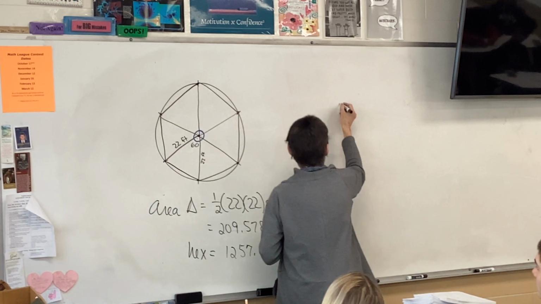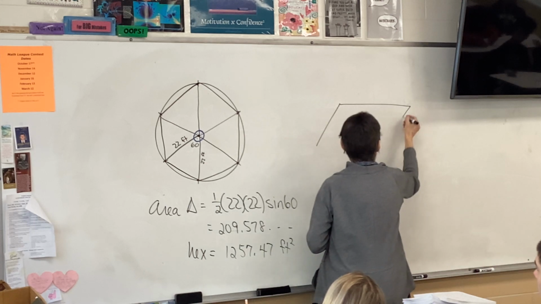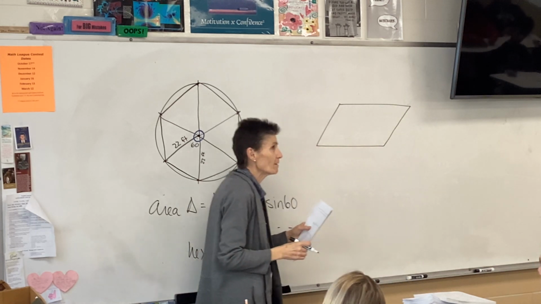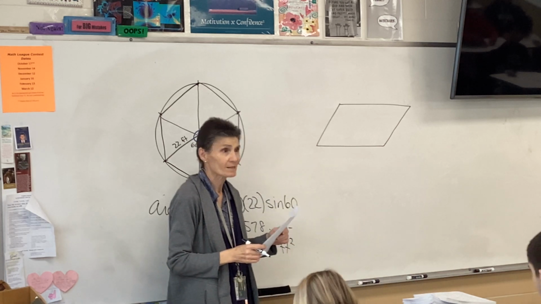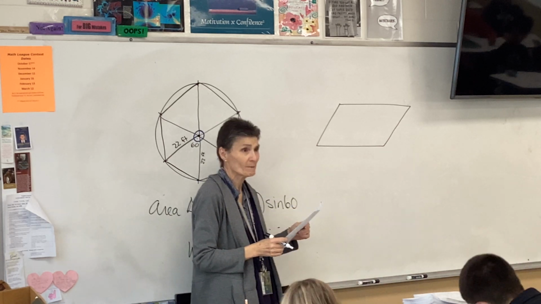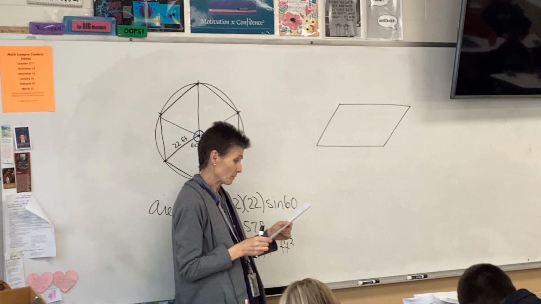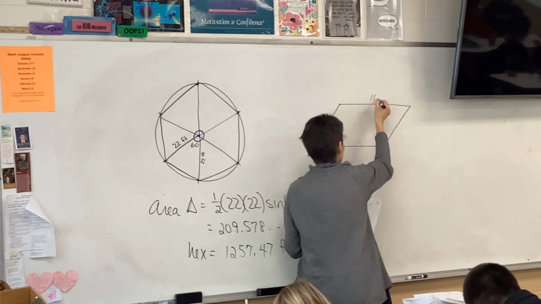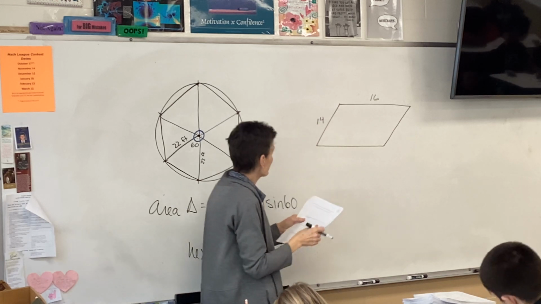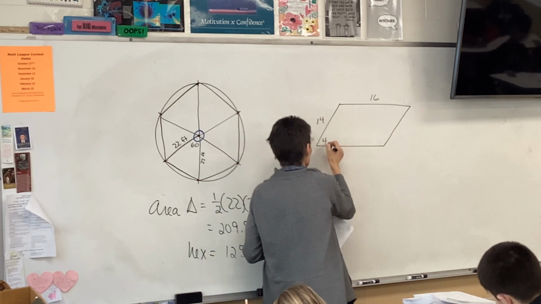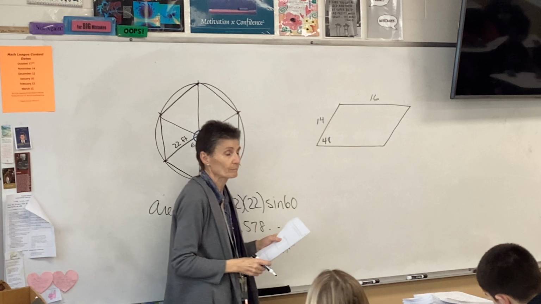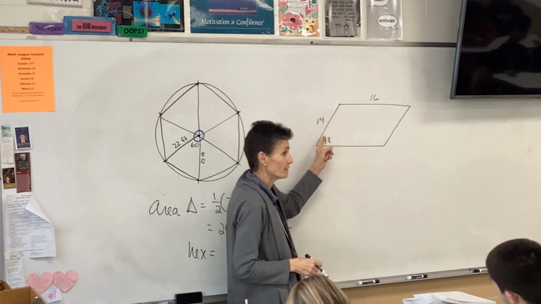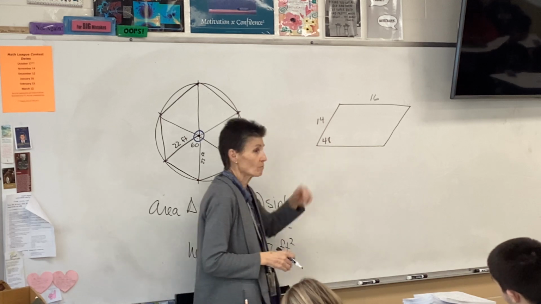Number 2 is a parallelogram. You have to remember what these things are. Yes, you have to remember what a parallelogram is. That's a parallelogram. The sides are 14 and 16, and the smaller angle is 48. So obviously you got a small one and a big one, right? So the smaller one is 48.